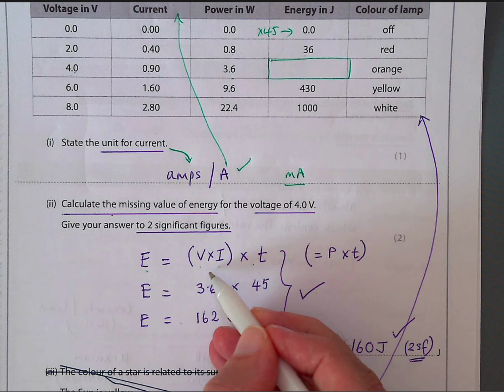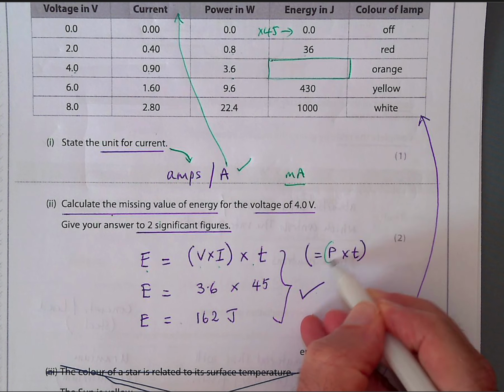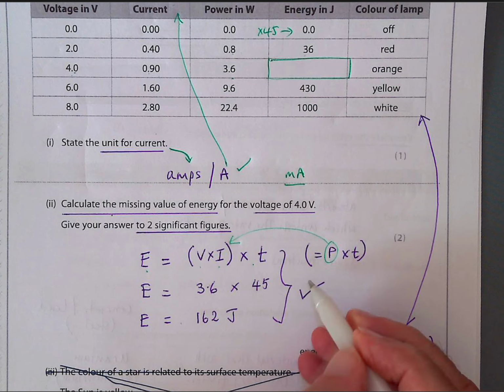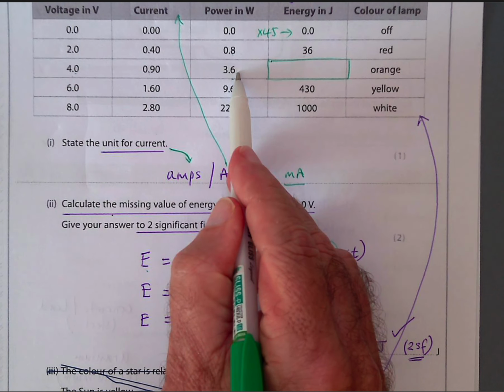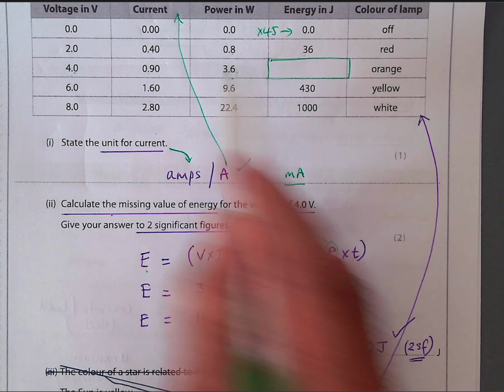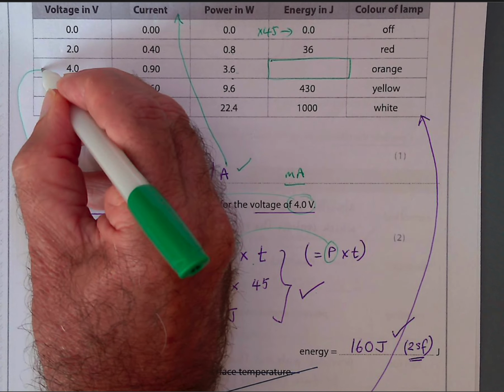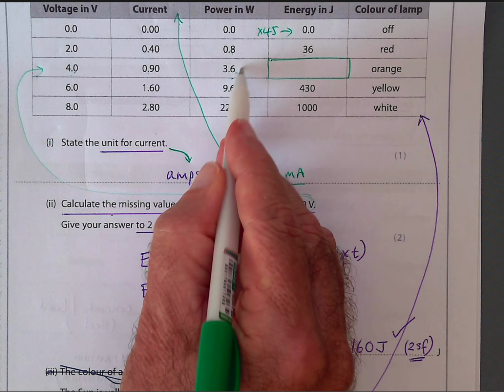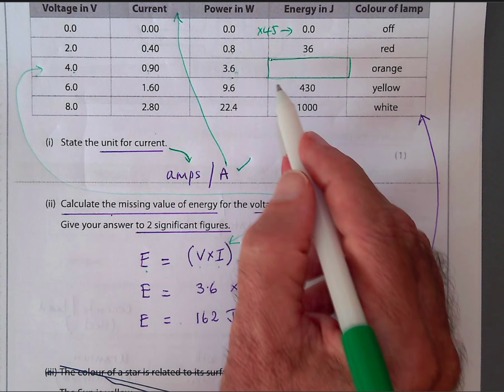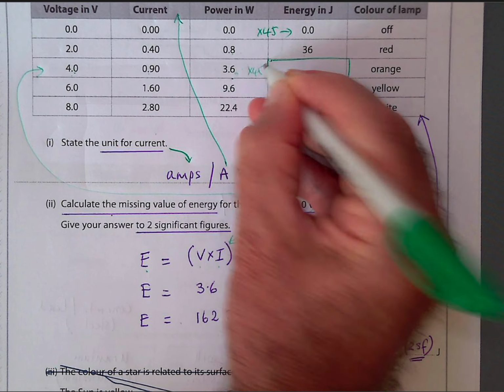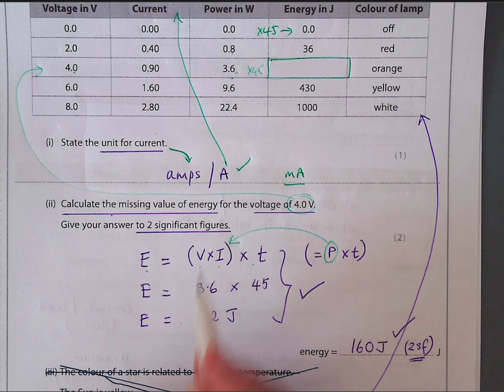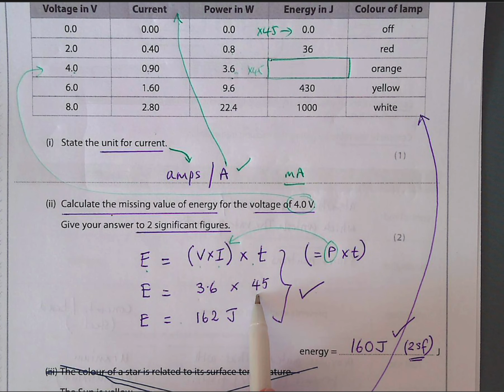The reason I put V times I in brackets is to show you the power. That allows you to use the calculation already done for you for 4 volts. Remember, you're doing it for 4 volts, so you want to look at this line. This multiplication is already done. So power multiplied by 45 seconds, and you'll get the energy. So 3.6 watts times 45 seconds gives you 162 joules.